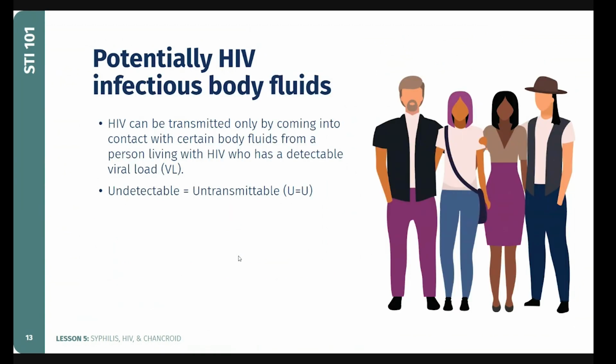Persons living with HIV who achieve and maintain an undetectable HIV viral load cannot transmit the virus to others. To achieve and maintain an undetectable viral load, a person living with HIV must adhere to their antiretroviral therapy, ART, under the guidance of their medical provider. Research now shows that people who achieve an undetectable viral load while on HIV treatment have effectively no risk of transmitting HIV to their partner. We refer to this as undetectable equals untransmittable, or U equals U.